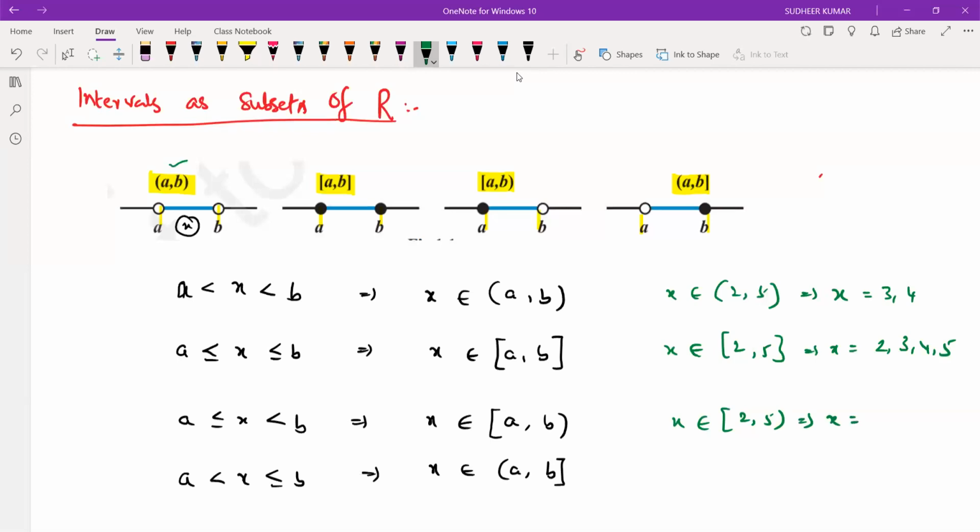And the next one is x belongs to closed interval 2 to open interval 5. What values can be taken in place of x now? 2, 3, 4. 2 should be included, 5 should be excluded. So 2, 3, 4 only. 5 is an open end, so we cannot take it. Next, x belongs to open interval 2 to closed interval 5. So x can be 3, 4, 5.